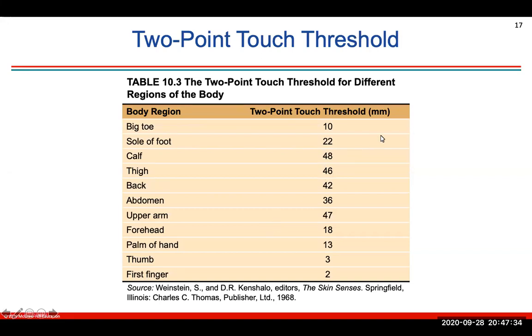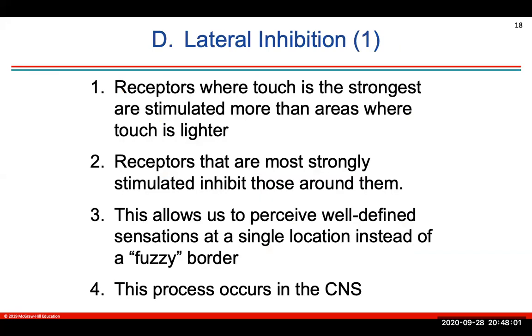What 48 millimeters means, this means it takes about 48 millimeters for you to feel that there are 2 points being touched onto your skin from one instrument. And this just goes to show that the receptive field is different in your calf versus your first finger. So that's an example of one of the lab procedures that we would do, and the YouTube video should show that pretty well too.